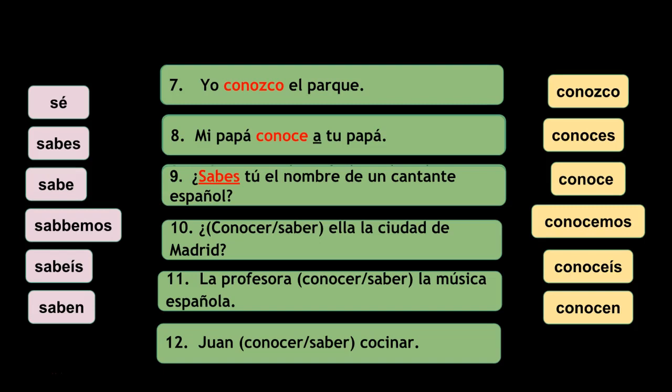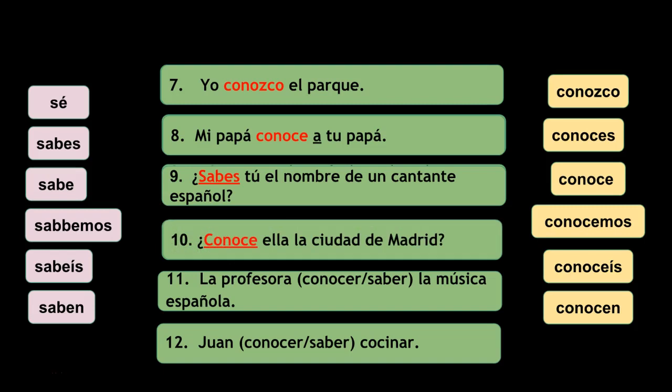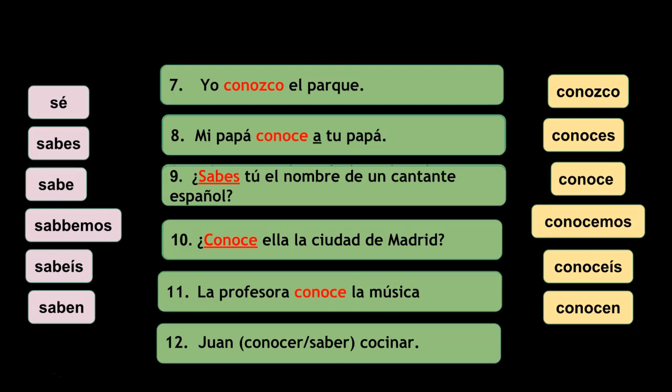Número 10. ¿Conoce ella la ciudad de Madrid? Is she familiar with Madrid? Número 11. La profesora conoce la música española. The professor is familiar with Spanish music. Número 12. Juan sabe cocinar. So here again, you have the verb in the infinitive, which indicates you would use saber.